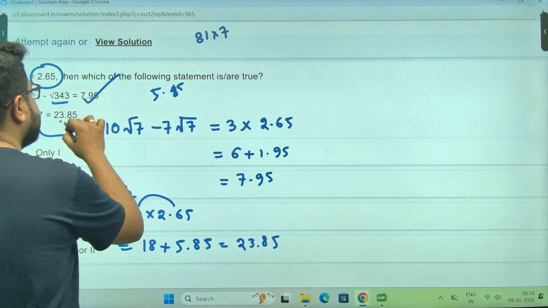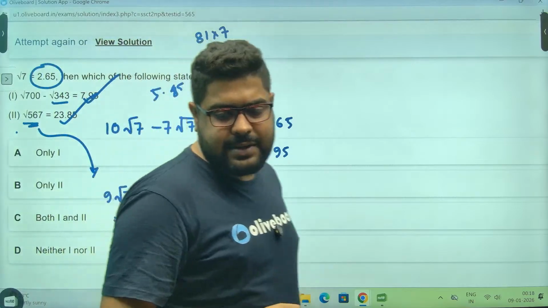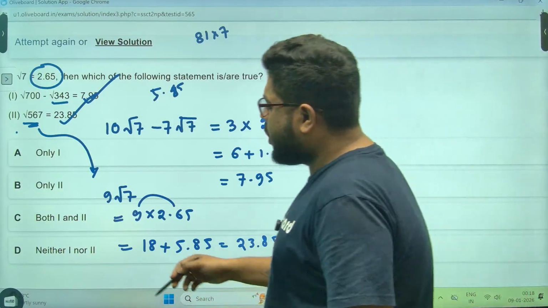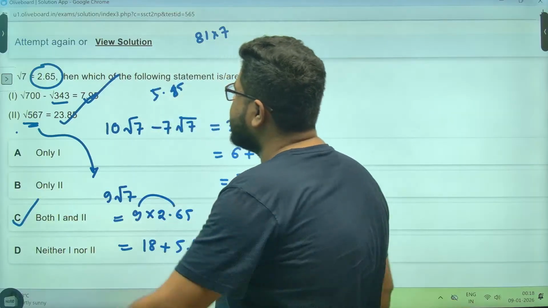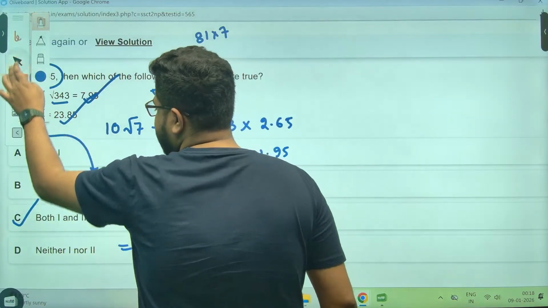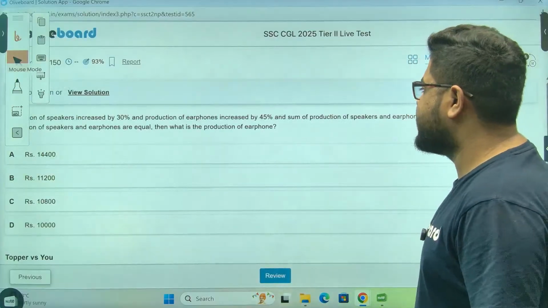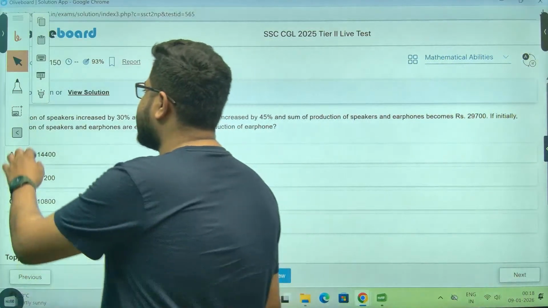Is that the case? So both the statements are true, sir. You see, both the statements are true. So option C, both 1 and 2, that will be the correct answer. Again, very, very simple, sir.